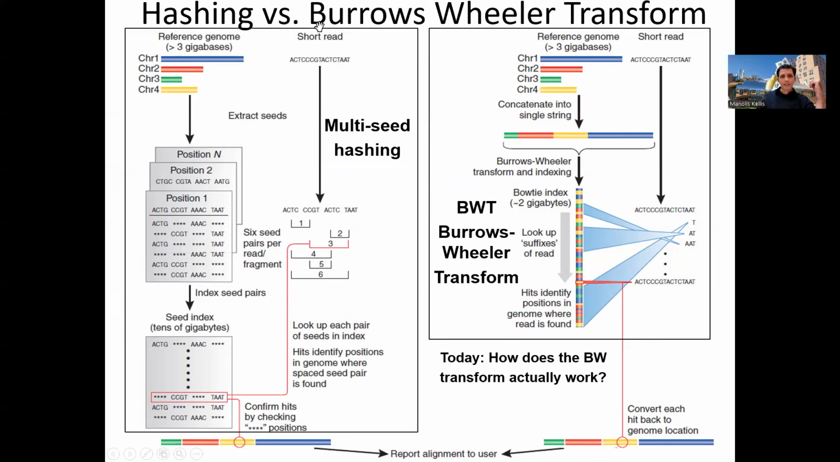And you can basically take a short read and then hash it and then map each of these hashes and then look up where that table falls. It sounds super fast, but it's very memory expensive, okay?